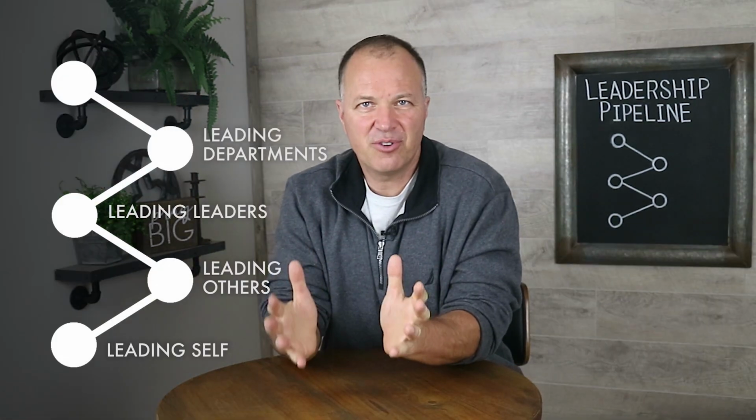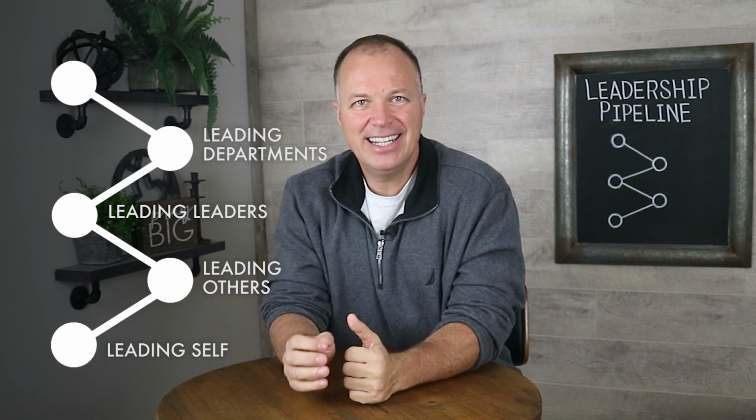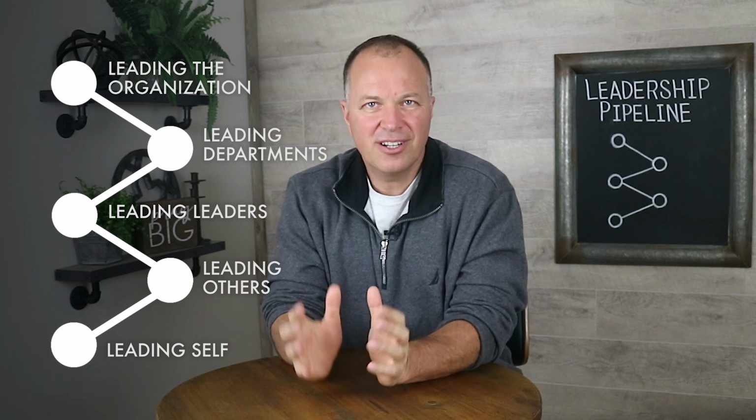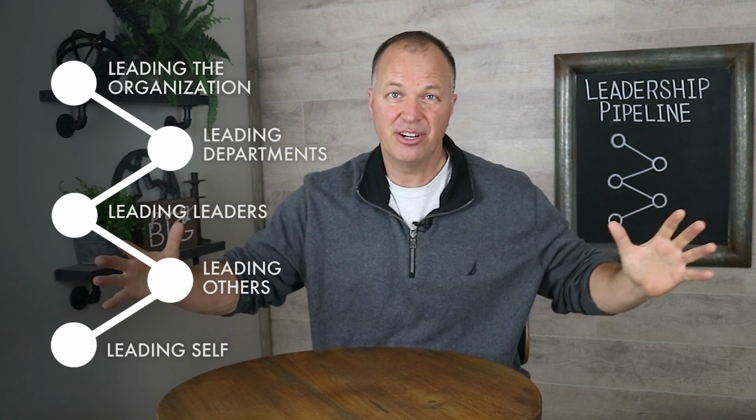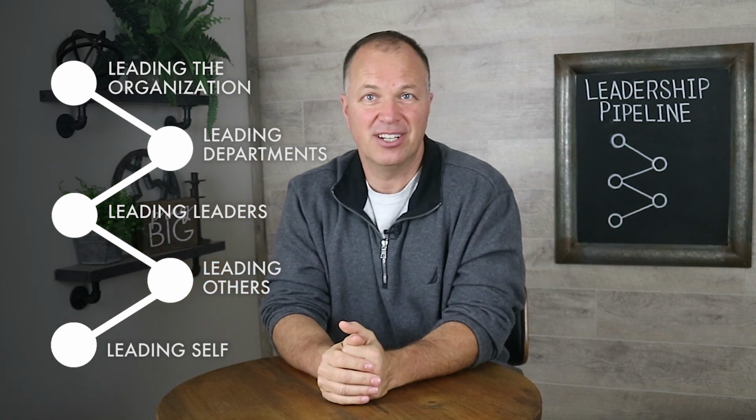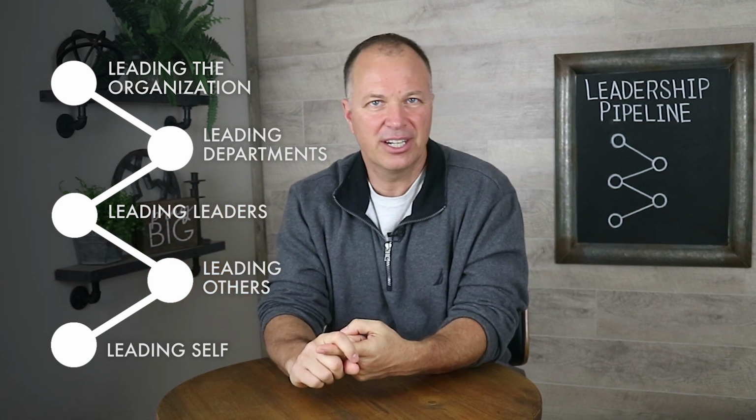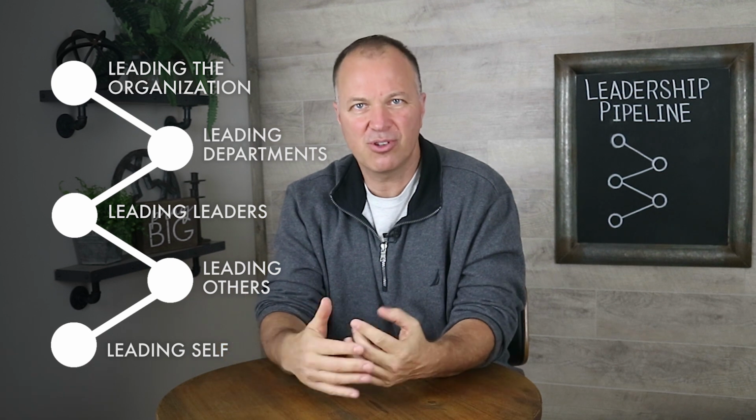Now, the final level of the leadership pipeline is leading the organization. The organizational leader provides visionary leadership for the entire organization. Now, this doesn't have to be a single leader. It could be a team of people. So, for example, you might have at this level an executive team or a senior leadership team. All right, so that's the leadership pipeline. Now, let me give you 3 tips for using it effectively.